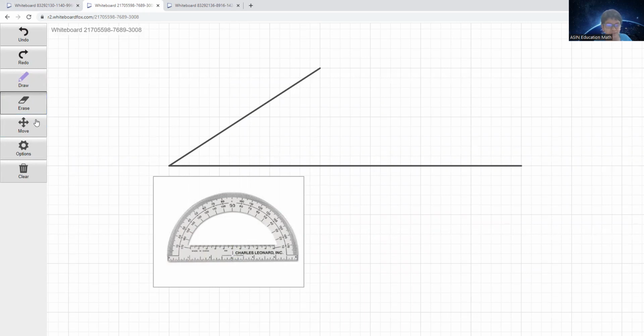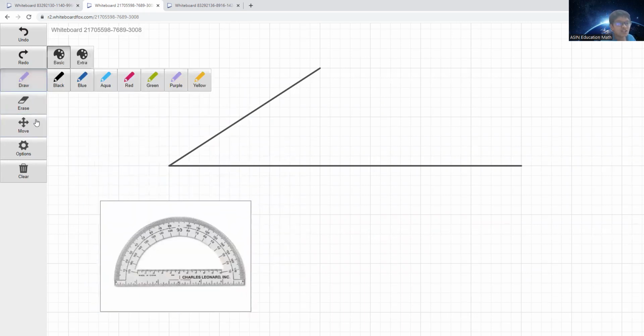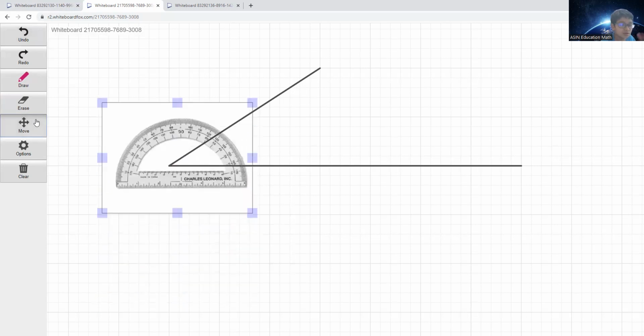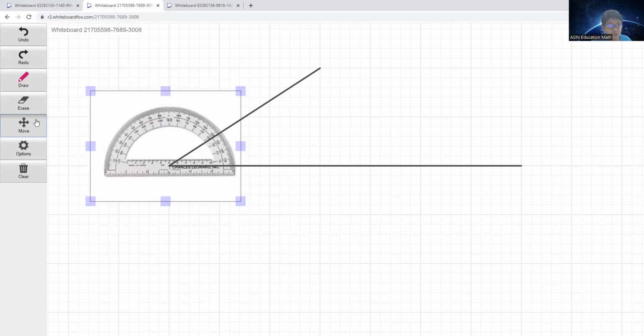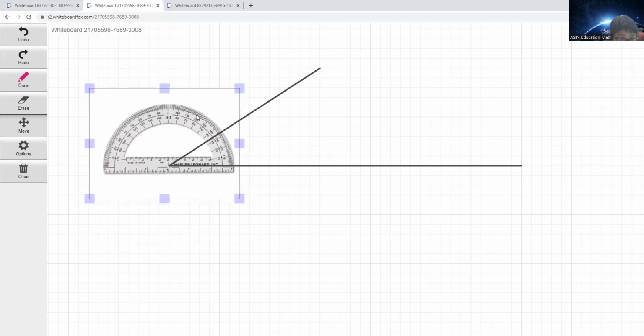First, how do we do this? We want to find the vertex of the angle, in other words, the point. That is the vertex, as you can see. So we place this point on the vertex. That's pretty accurate, not too accurate, but pretty good for our purpose. Then we have to find the measure of the angle, and we do that by finding where this ray or line crosses the protractor.